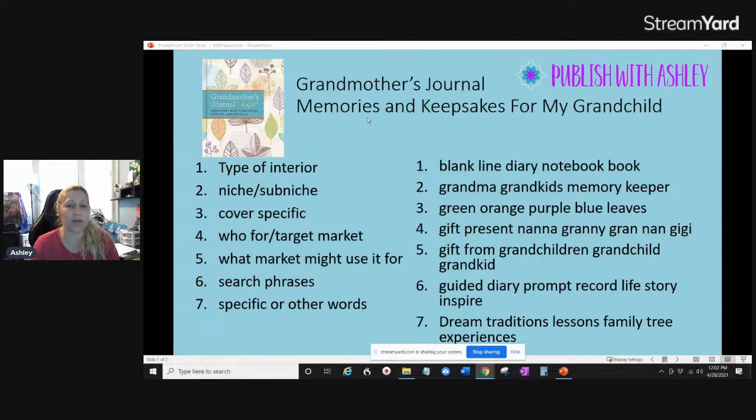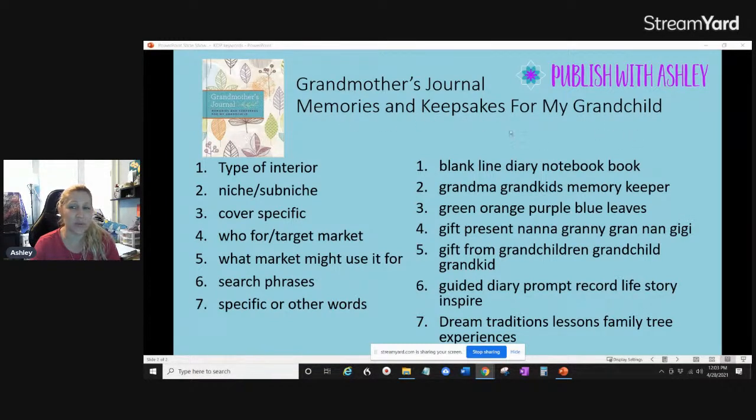A lot of people are getting errors for repetitive keywords, that sort of thing. So this is a great example. See, grandmother's journal. They have their title and subtitle on the cover. You don't have to have the subtitle, but you do have to have the exact title. Some books do have the subtitle as well, and that's fine. So grandmother's journal, and then the subtitle is memories and keepsakes for my grandchild. All these are good keywords that people would be searching for: grandmother's journal, and then what it's for, memories and keepsakes for my grandchild.